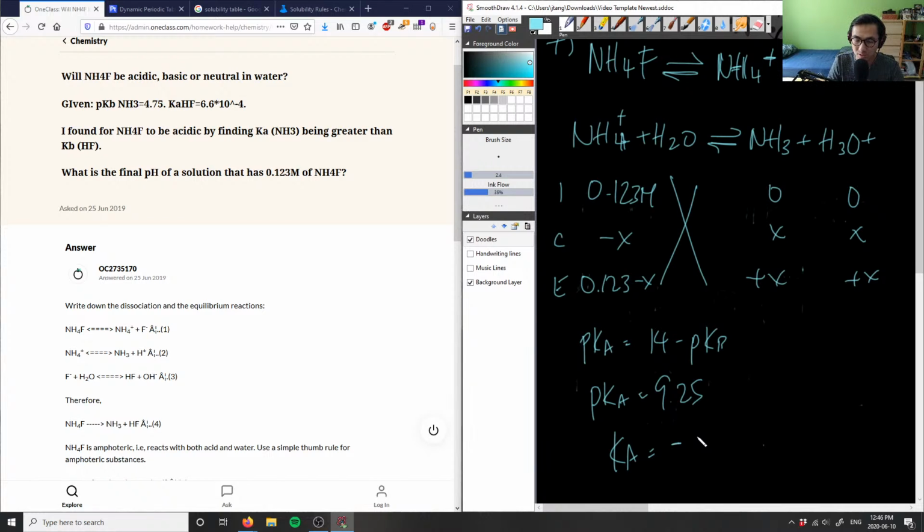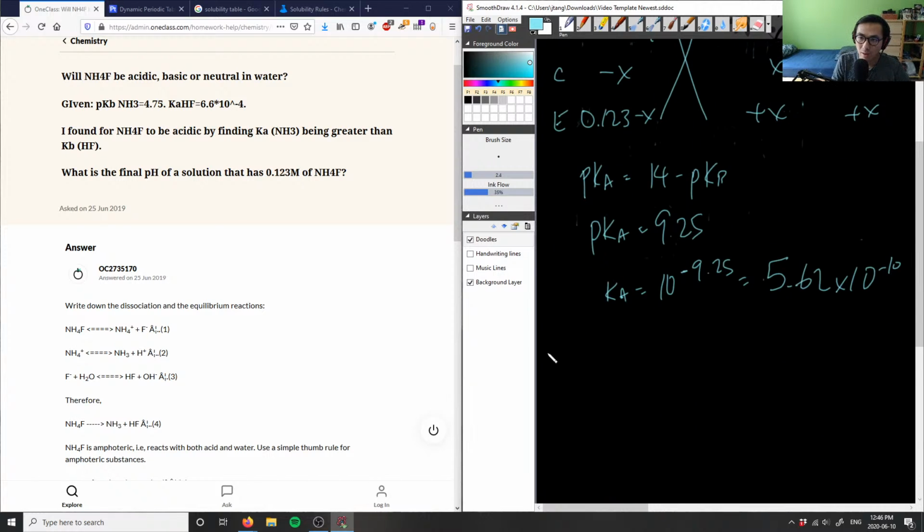So Ka is going to be 10 to the negative 9.25 here. It's simply negative log of Ka. pKa is negative log of Ka, so Ka has to be 10 to the negative pKa. So 10 to the power of negative 9.25 here, which is going to be 5.62 times 10 to the negative 10. And given our Ka value here, we can actually solve for x, which is our hydronium ion, which will give us our pH.